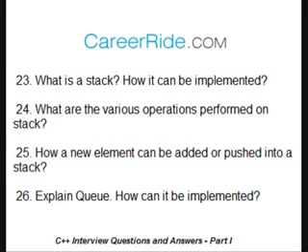Explain queue. How can it be implemented? A queue is a linear data structure which is a collection of homogeneous elements where insertion and deletion occur at different ends. The end where insertion takes place is called rear and the end where deletion takes place is called front. Queue is also known as FIFO, that is first in, first out, because the element which is inserted first will be the first one to come out of the queue. Queue can be implemented by: 1. array implementation of stack and 2. linked list implementation of stack.